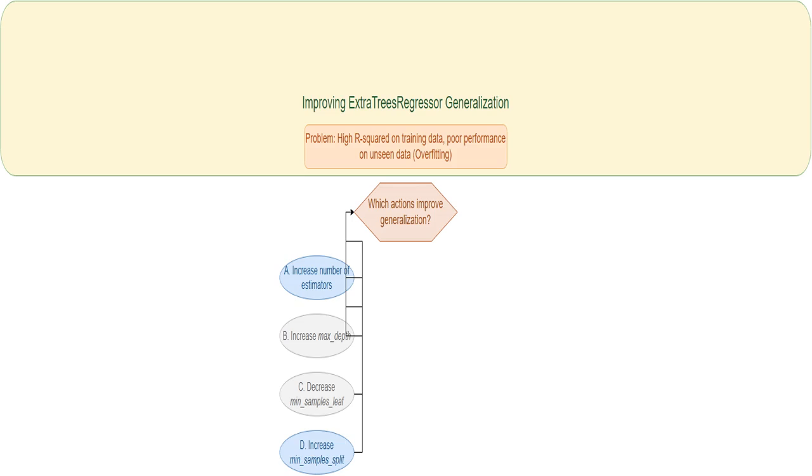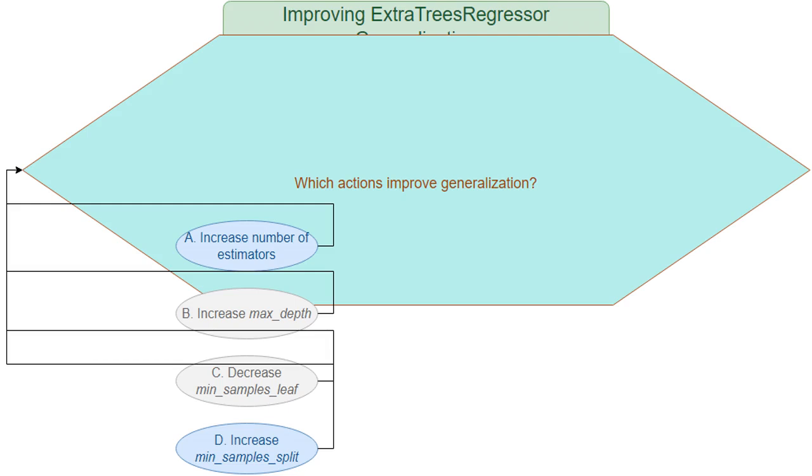We're tackling how to make an ExtraTreesRegressor model, a type of machine learning model that uses lots of decision trees, perform better on new, unseen data. It's currently overfitting, meaning it's too focused on the training data and doesn't generalize well. The model is amazingly accurate on the data it's trained on, high R-squared, but fails miserably when we give it new data. This is a classic sign of overfitting.